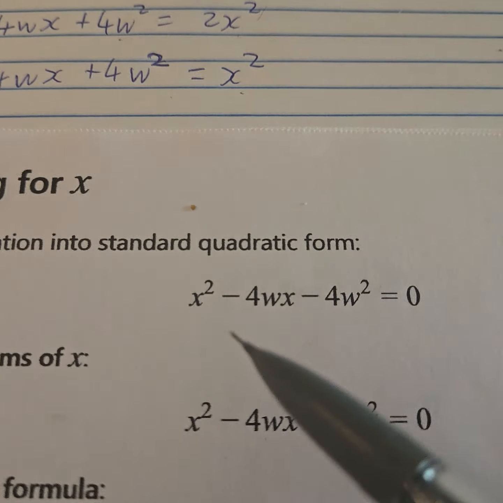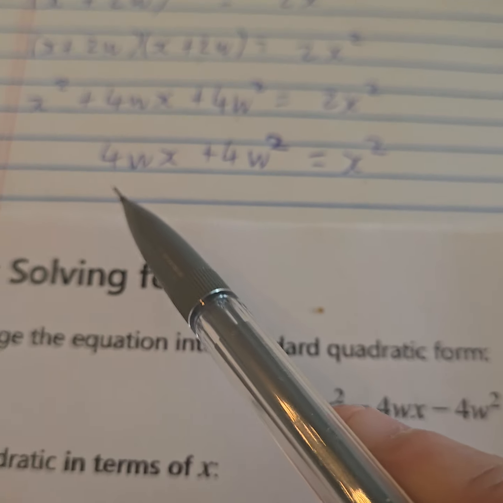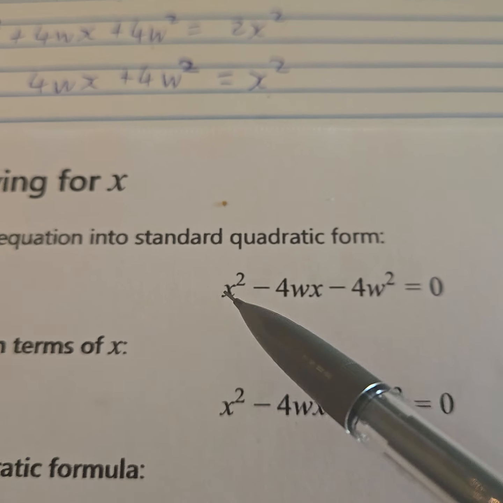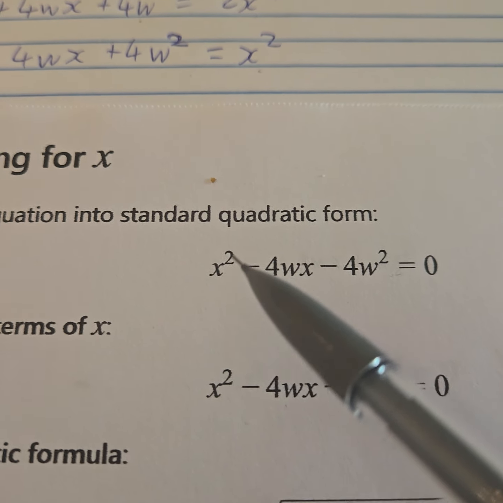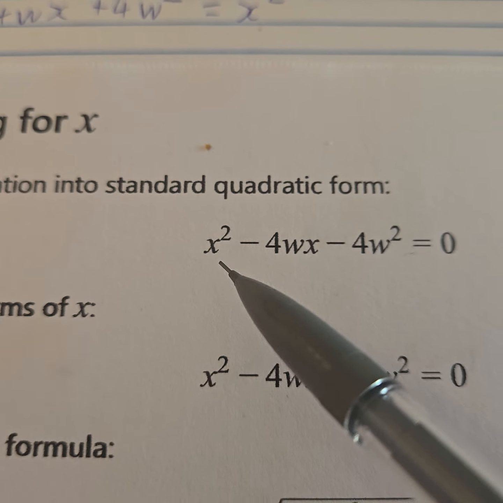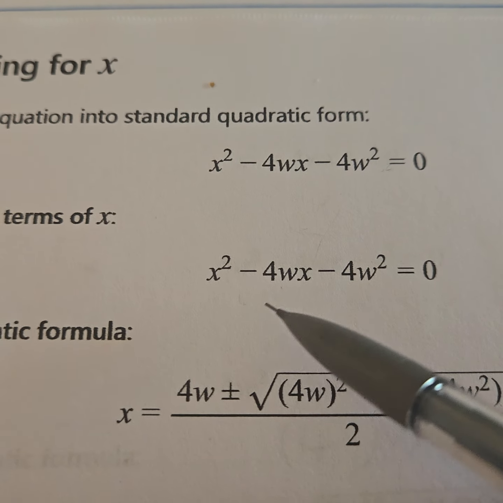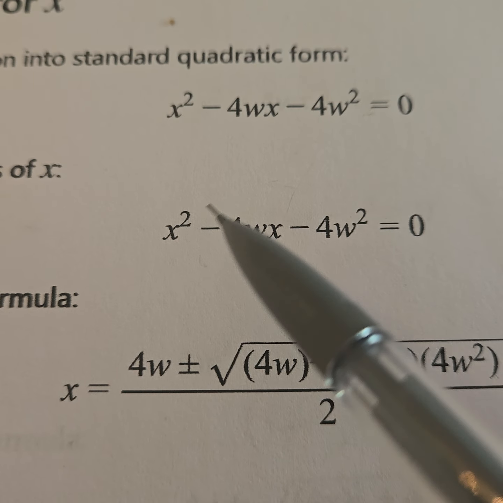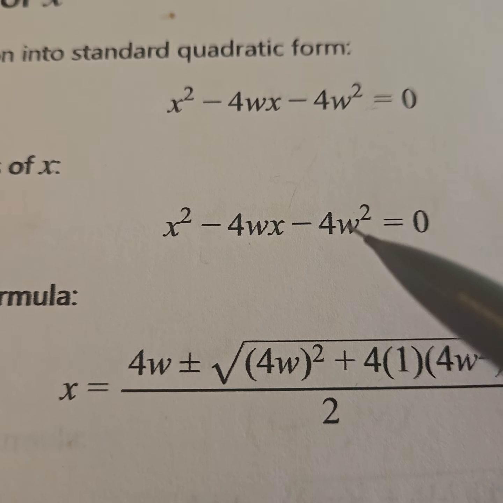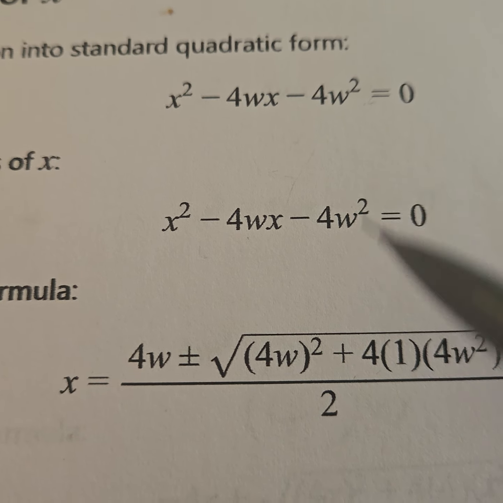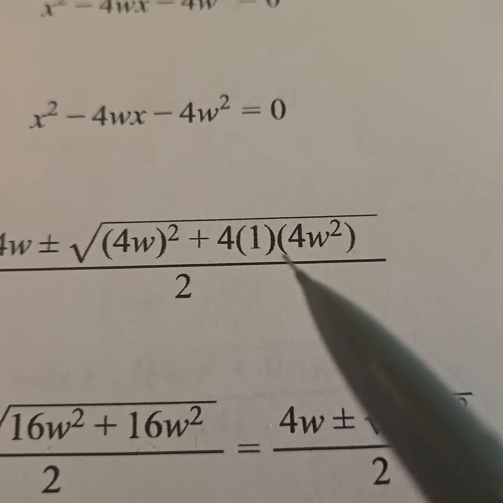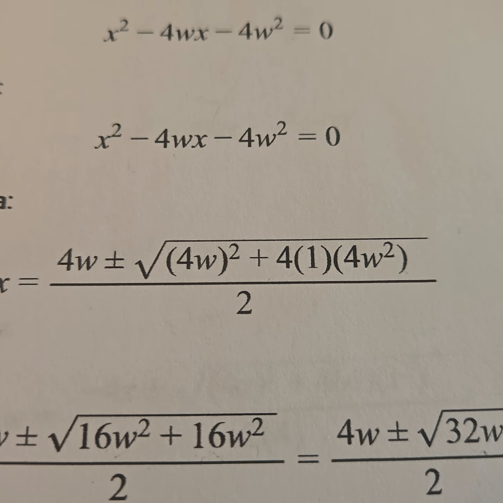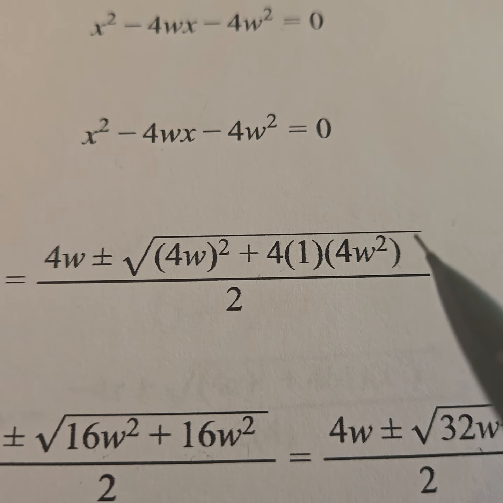Case 1, I bring everything to the same side. So these two terms swap signs. They go from positive to negative if they go to the other side of the equal sign. And I write it like that because we're solving for x. And what we do now is the quadratic formula where a is 1, b is minus 4w, and c is minus 4w squared. And we plug into that formula again, the quadratic formula, where x is minus b plus or minus the square root of b squared minus 4ac.